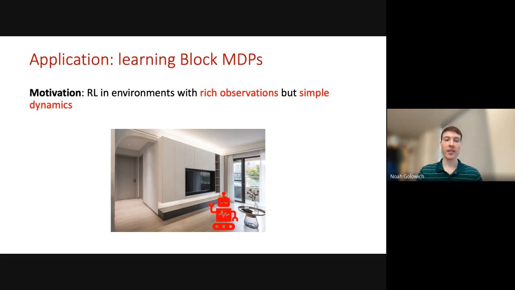Okay, now before discussing the proof of our theorem, I'm going to talk about an application, which is to learning in block MDPs. So the motivation behind reinforcement learning for block MDPs is to do RL in environments with rich observations but simple dynamics. So imagine, consider, for instance, the task of a robot which has to move a table from one side of the room to the other side of the room.